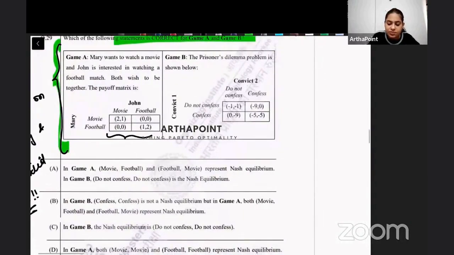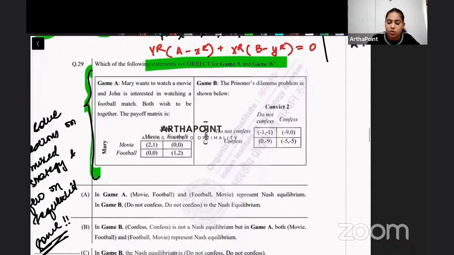Okay, let's come to this game. Actually, this is the battle of the sexes game. We already know how to solve it. When Mary goes for movie, between movie and football, 1 is greater than 0, so payoff is 1. When Mary goes for football, between movie and football, 2 is greater than 0, so payoff is 2. When John goes for movie, between 2 and 0, 2 is greater, so 2. When John goes for football, between 0 and 1, 1 is greater, so 1. So the two Nash equilibriums we have are movie and football.